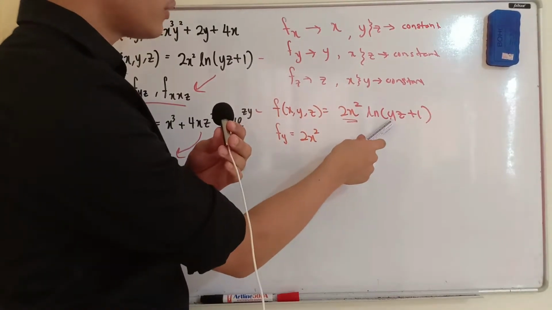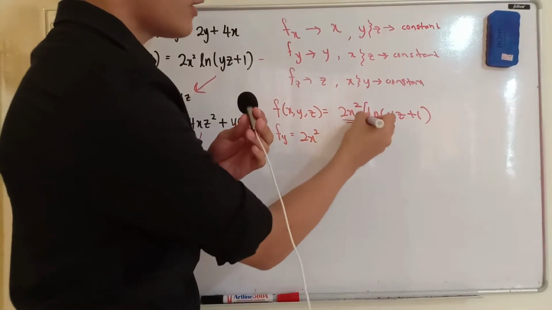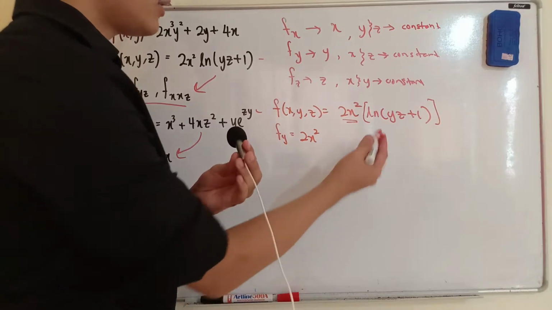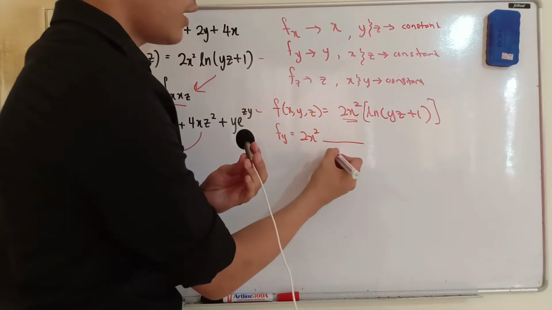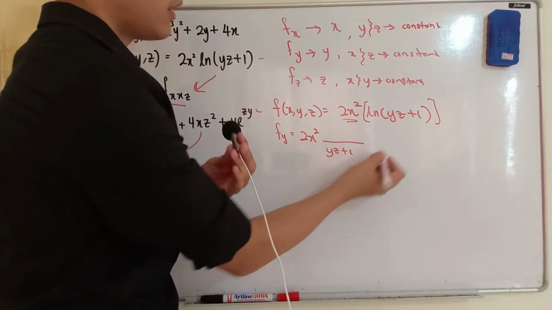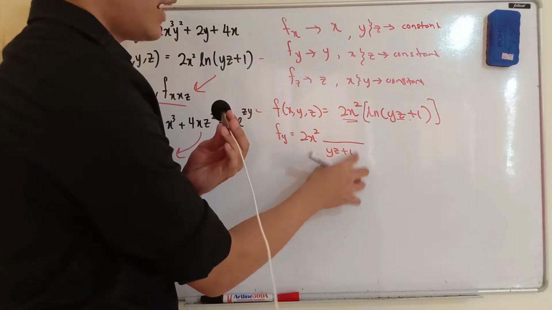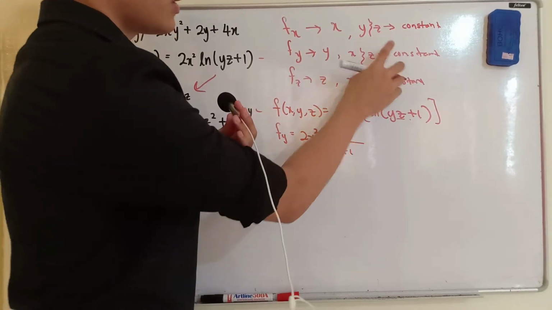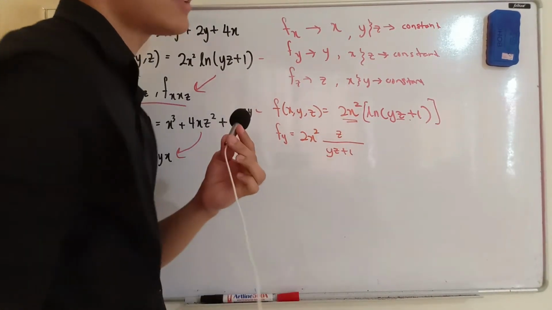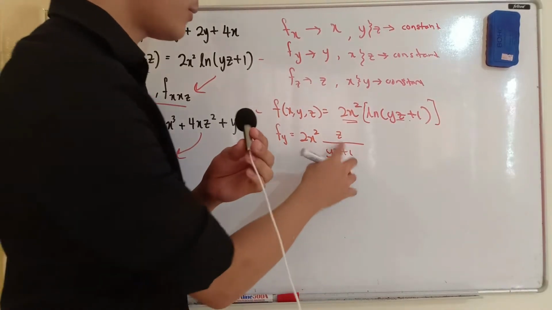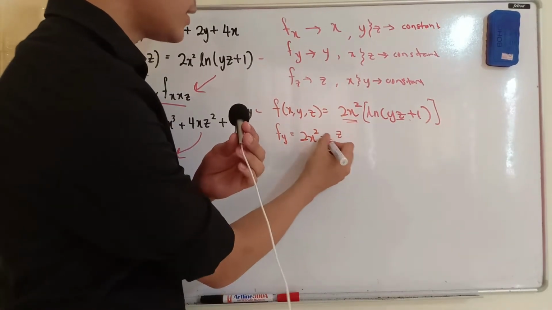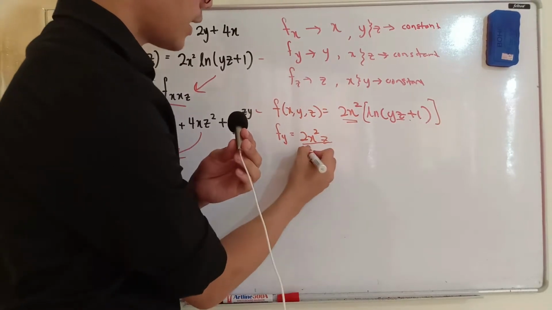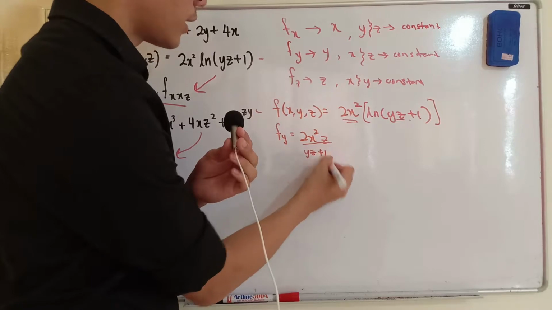You want to differentiate your y. When you differentiate your ln, I did teach y'all in the ln function video how to differentiate it. The inner part is going to be the denominator, and then you differentiate your inner part. Now your z is a constant, so we're going to have z only. So your fy is 2x squared z over yz plus 1.